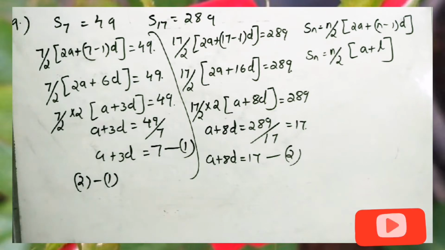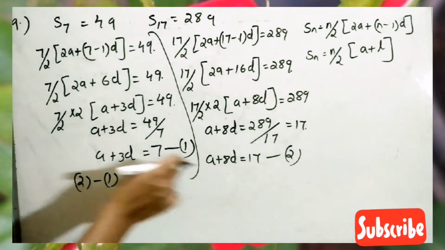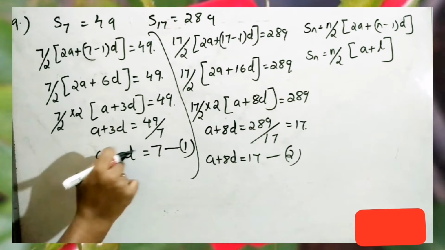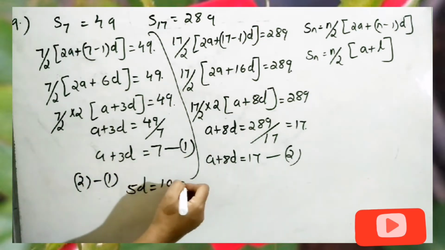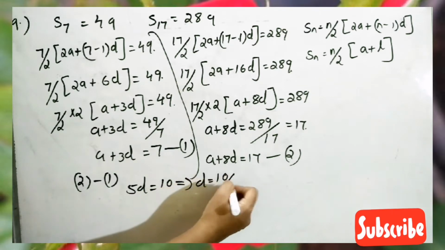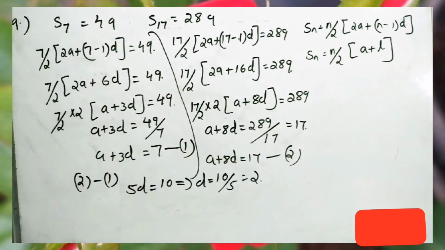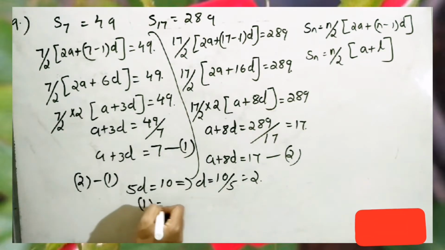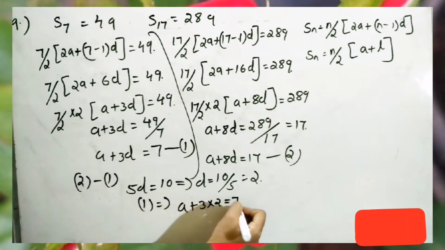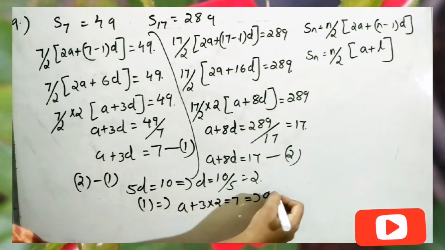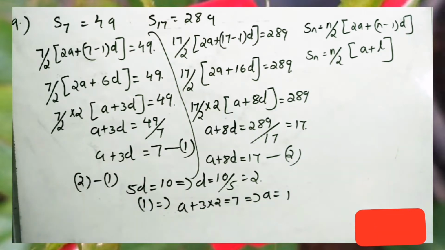Equation number 2 minus equation number 1 gives a minus a equal to 0, and 8d minus 3d, that is 5d, is equal to 17 minus 7, that is 10. This implies d is equal to 10 by 5 is equal to 2. So the value of d is equal to 2. Now equation number 1 implies a plus 3 into 2 is equal to 7, which implies a is equal to 1. So the value of d is equal to 2 and the value of a is equal to 1.